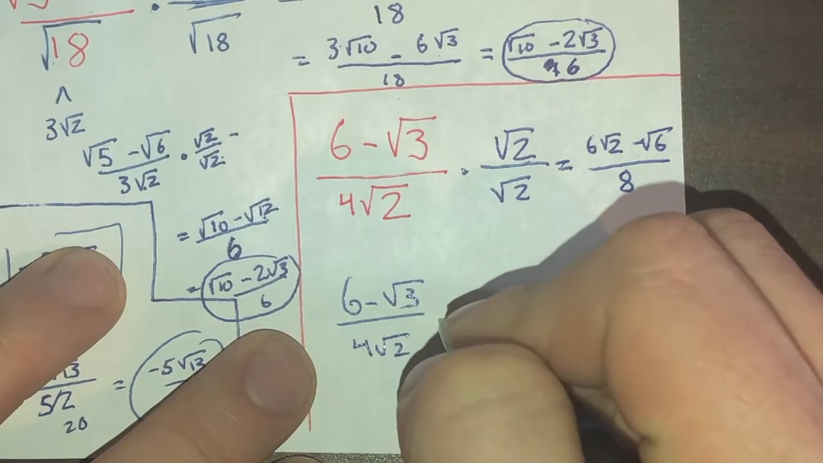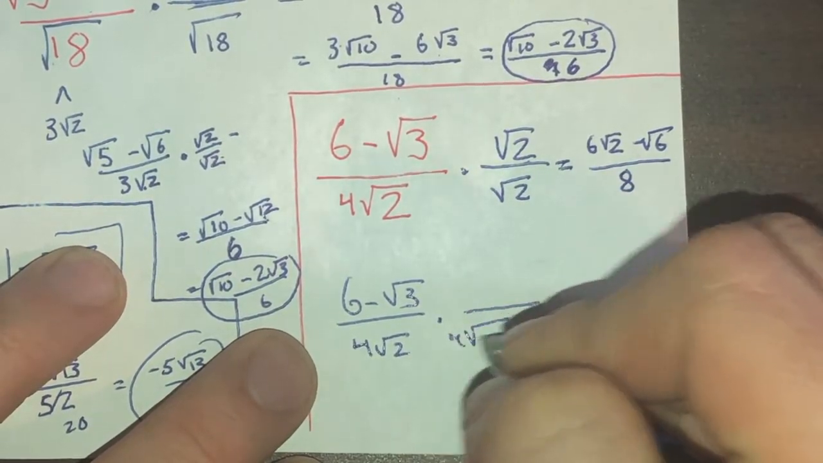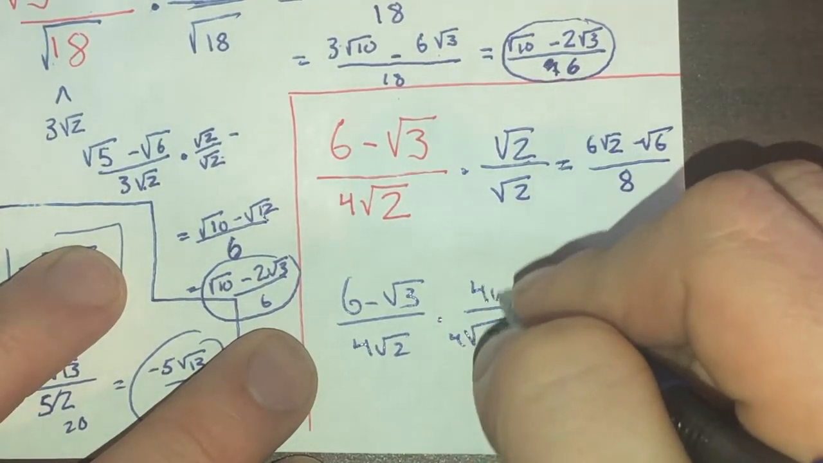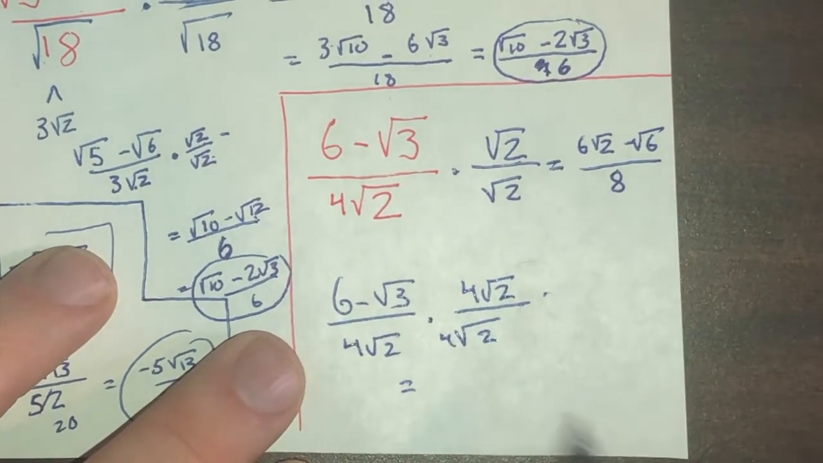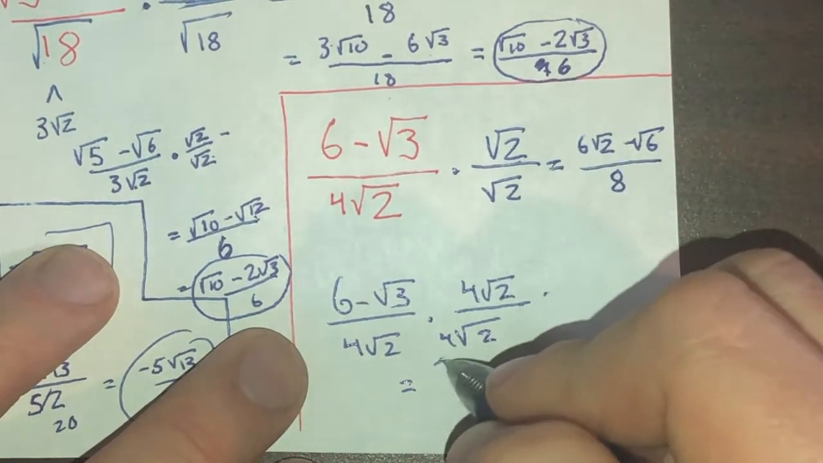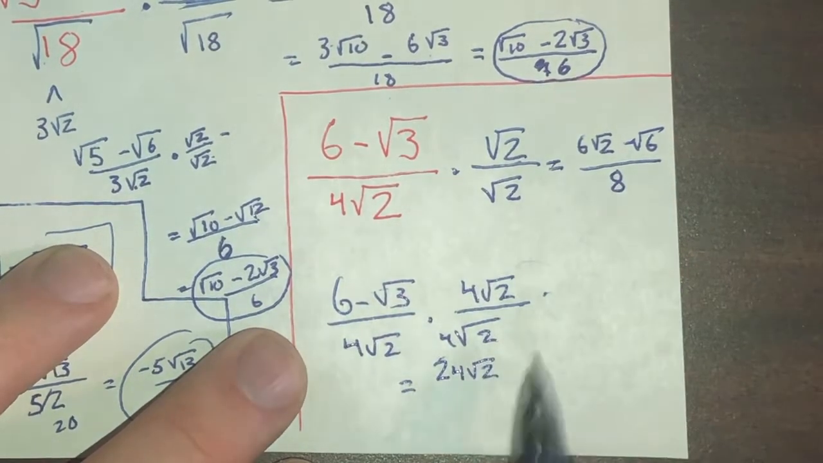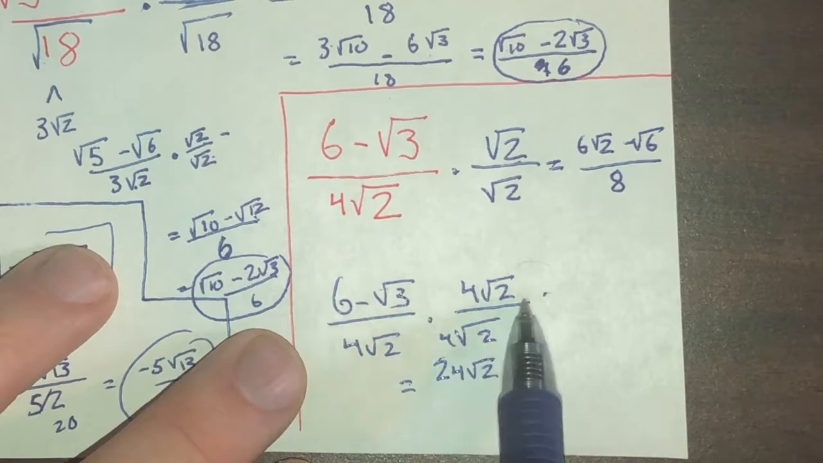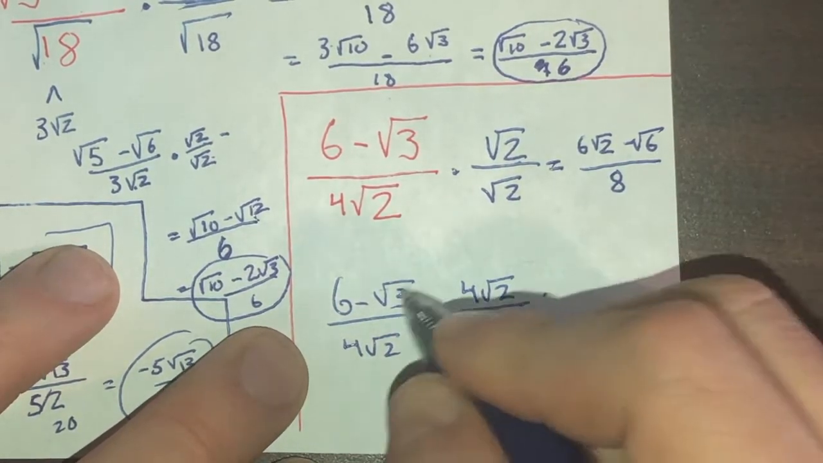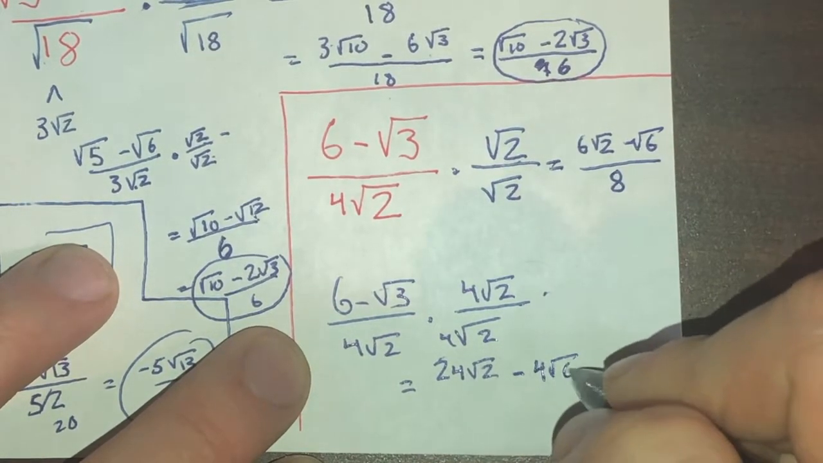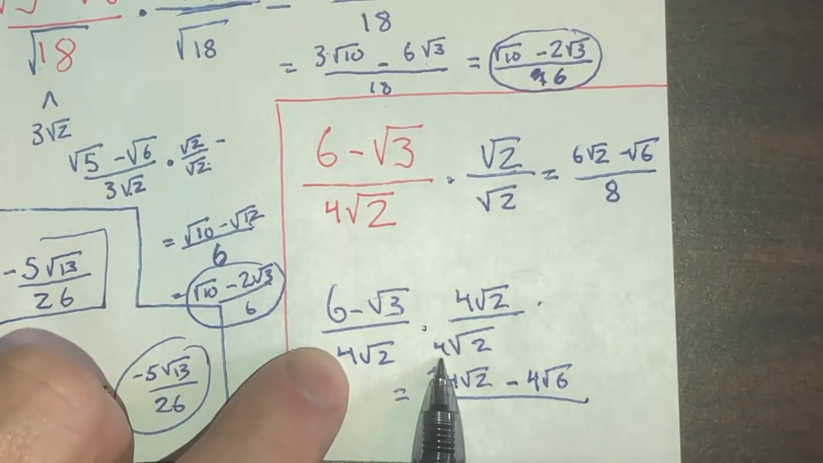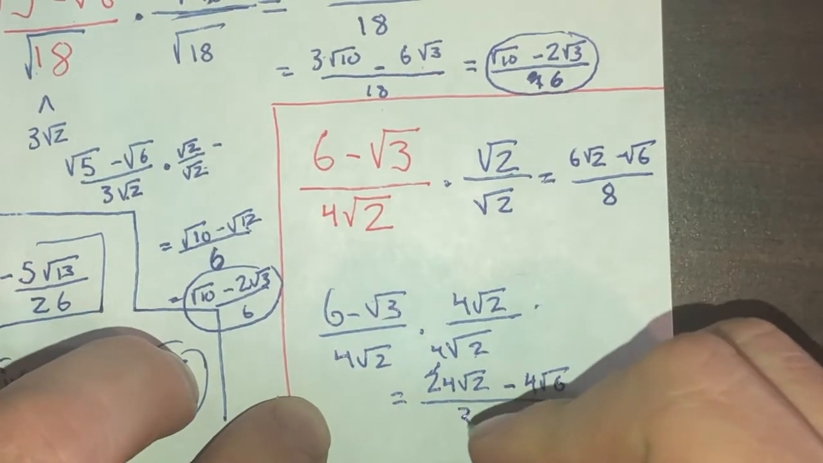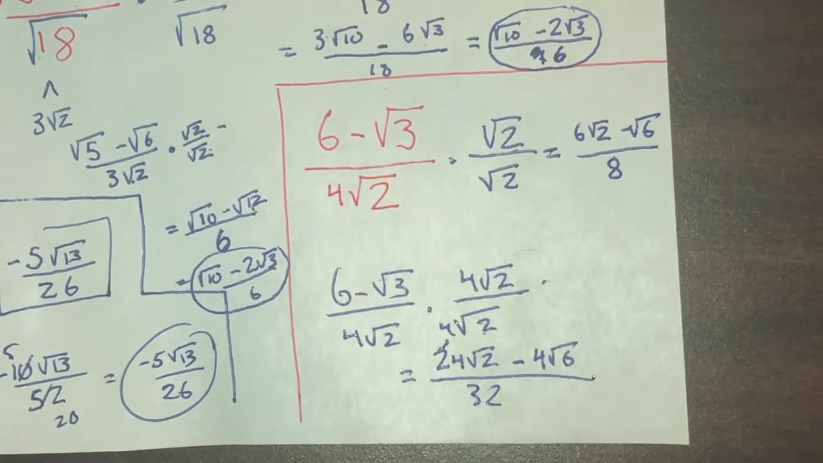Okay? So some people say scorched earth, hit it with everything you got. All right, so what I'd get if I did it like this is going to be 24 root 2 because it's 6 times 4 and then the root 2. This is going to become minus 4 root 6. This is going to become 4 times 4, which is 16. The roots will cancel and make a 2. That'll get me 32. Now, as you can see here, there's going to be a common factor.